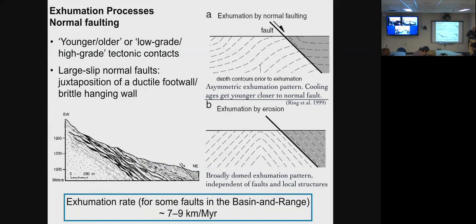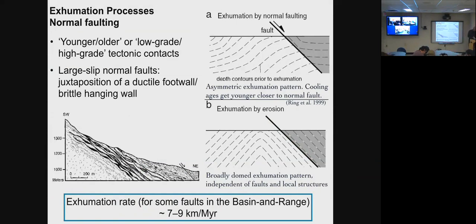We can use thermochronology or cooling ages on a regional perspective to document whether the exhumation that we're seeing in a system is controlled by a normal fault or by erosion. So if we do, let's say, argon thermochronology or apatite fission track using the low temperature thermochronometers, and we'll talk about those later on in the term, and you don't find any relationship between the cooling ages of your rock versus the position of your faults, well, then you can suspect erosion.